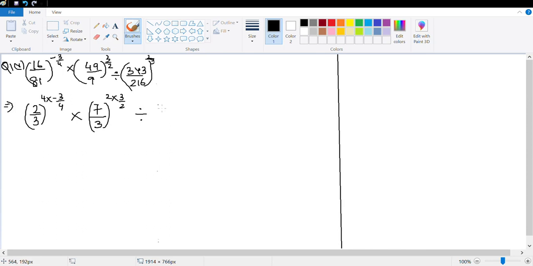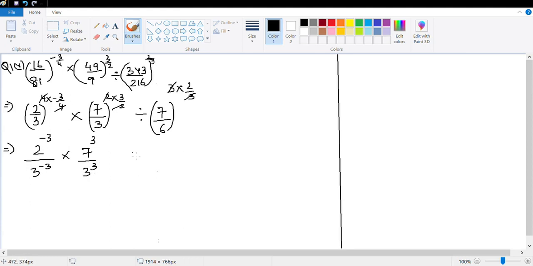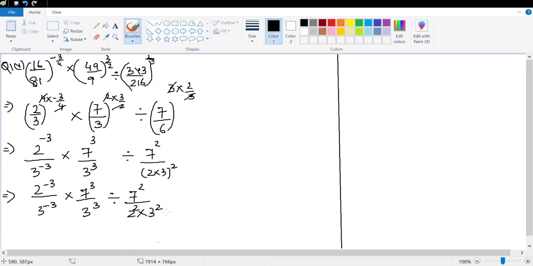343. 343 is 7 into 7 into 7, that's 7 cube, upon 6 cube, all to the power 2/3. So 3 and 3 get cancelled, 2 and 2 get cancelled, 4 and 4 get cancelled, and I have 2 to the power negative 3 upon 3 to the power negative 3, multiplied with 7 to the power 3 upon 3 to the power 3, divided by 7 to the power 2 upon 6 to the power 2. Since the bases are 2 and 3, I will write 6 as 2 into 3, and the power is 2. So now let's put everything together: 2 to the power negative 3 upon 3 to the power negative 3, into 7 cube upon 3 cube, divided by 7 square upon 2 square into 3 square.